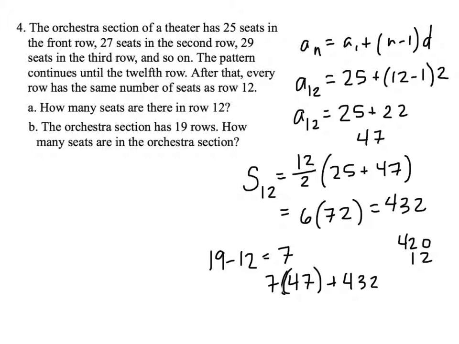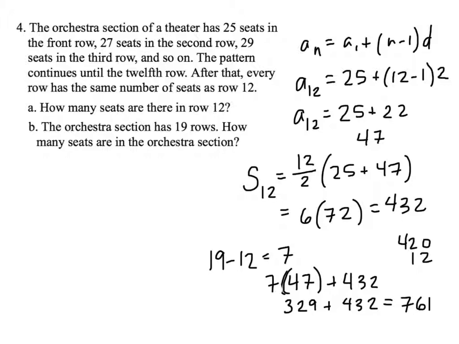So this is me being super lazy and putting it in the calculator. 7 times 47, 329. Plus 432, 761 seats in the auditorium.